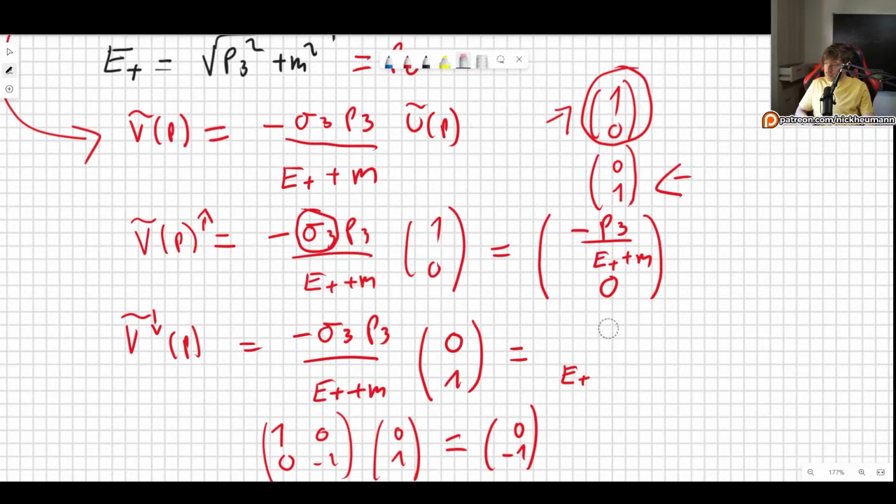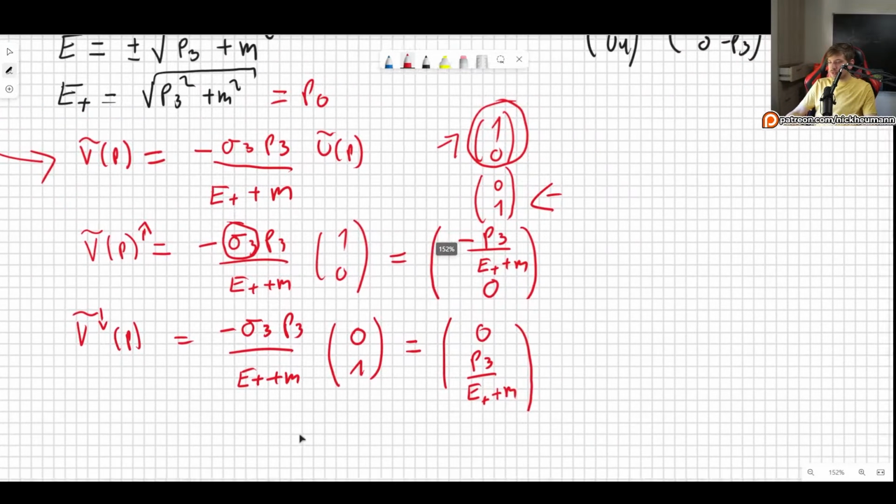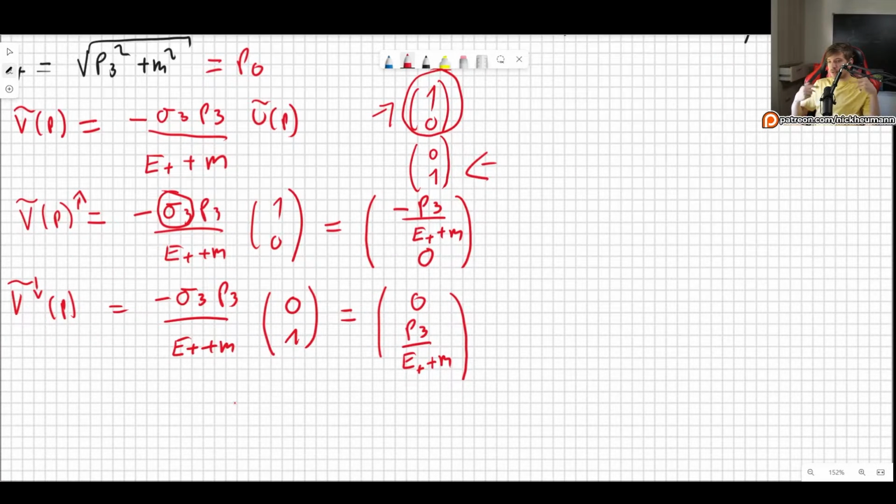Wait, sorry, I need to make some room. This is too chaotic. Okay, now, so this will be 0 and then P3 over E plus m. All right, so those are the two cases here that are linked to the case where the energy is positive.